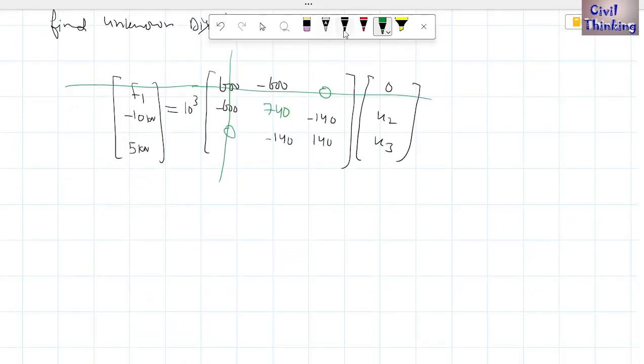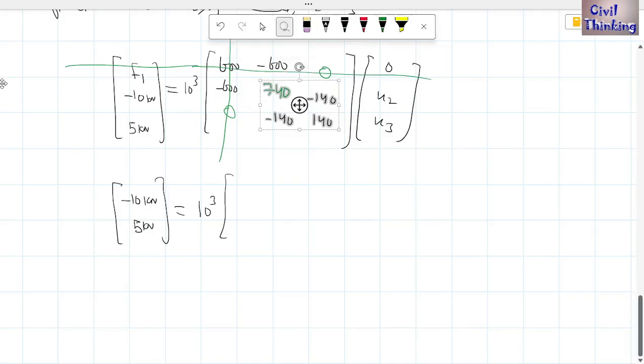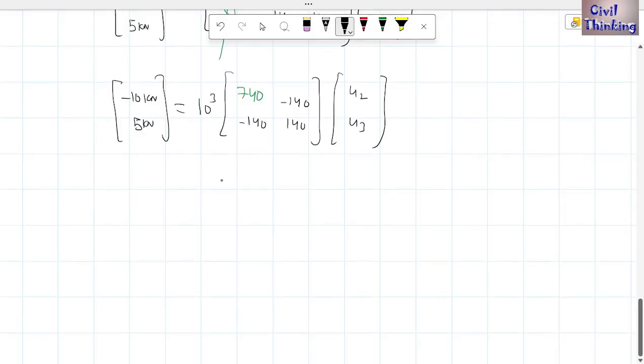So what is our simplified matrix stiffness equation? Minus 10 kilonewton, because F1 is out, and it is 5 kilonewton here, then it is 10 to the power 3. Here it is only these three things, so why not just copy them? I will put them here, and here you have U2 and U3, okay?